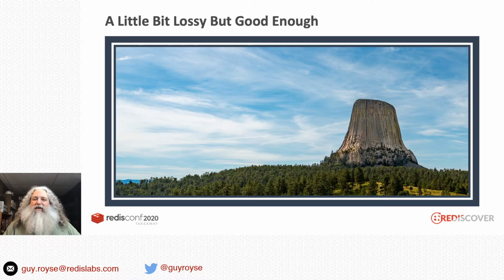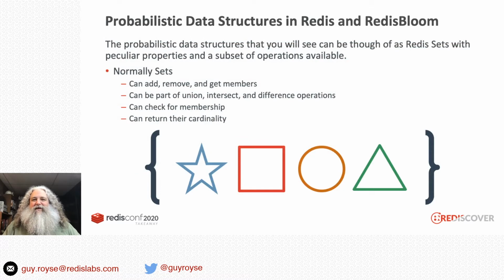And so I like to think of probabilistic data structures in the same way. They're a little bit lossy, but good enough. And lots of times that's a great trade-off to make. The probabilistic data structures in Redis Bloom are all variations on a set. So a set is your classic container or collection of unique items, unique members.